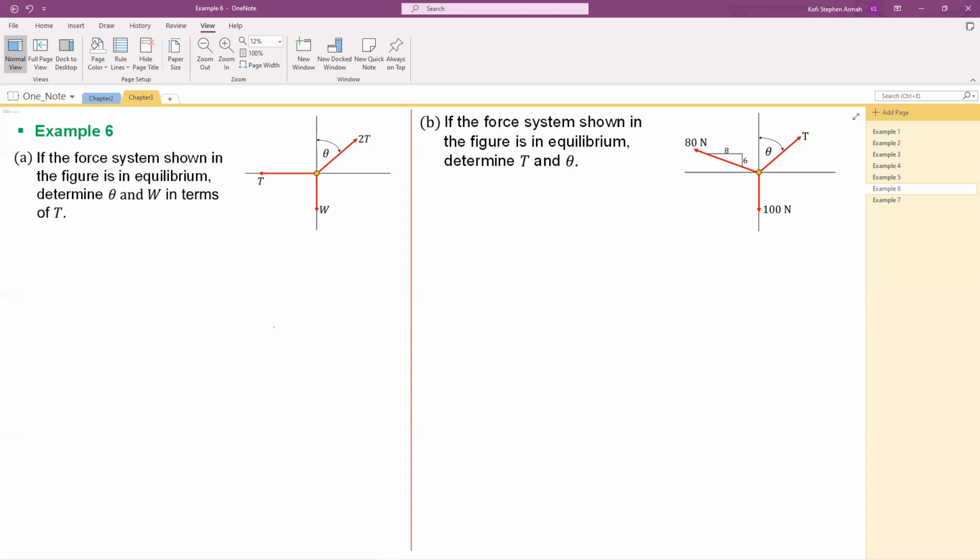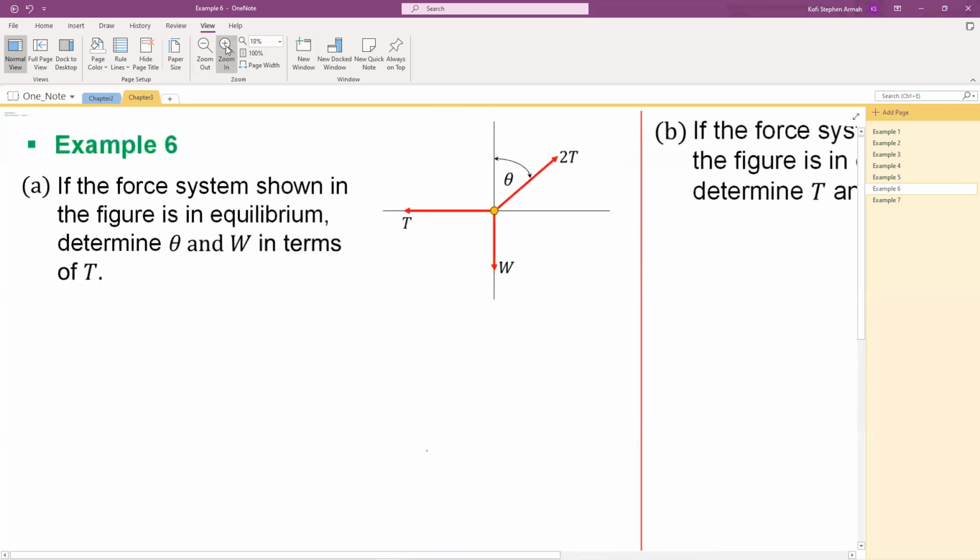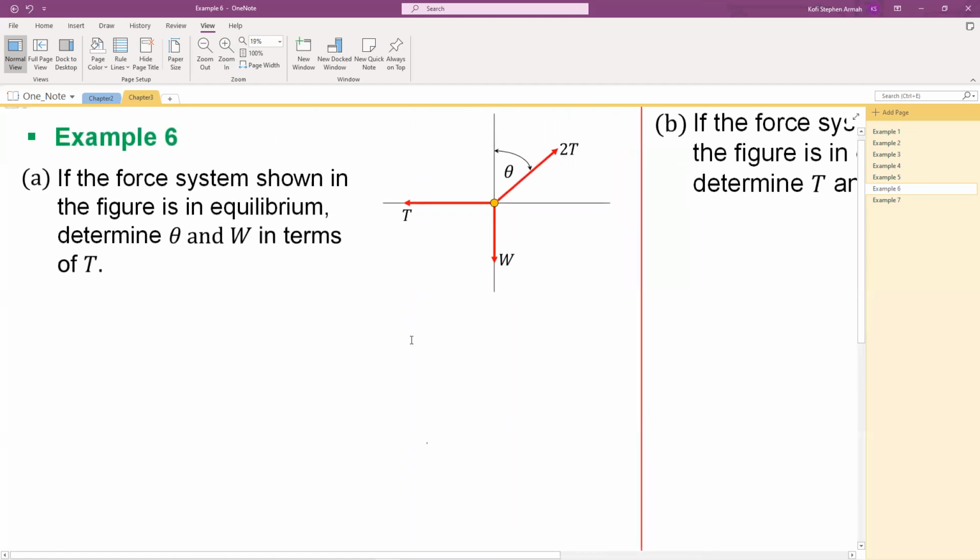So let's look at the first one. So I'll do A and then I'll do B. So let me kind of zoom. Yeah. So we have two unknowns here. Not necessarily two unknowns, three unknowns. There's no numbers given. So if the force system shown in the figure is in equilibrium, determine theta and W. W might be like a weight. In terms of T, T will be like a tension. One is horizontal, one is diagonal.